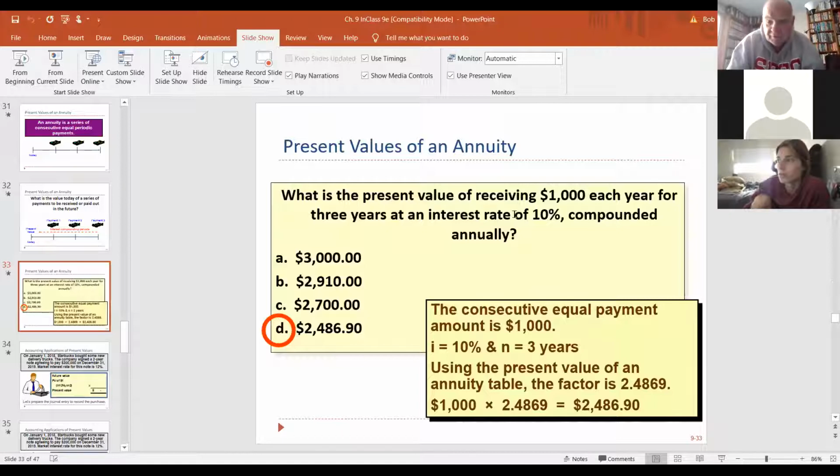What is the present value of receiving $1,000 a year? We have a choice. We won a little tiny lottery here. So our choice is we can have $1,000 a year for the next 3 years, or they'll give us $2,000 today. Well, you would take the 3 years because that's worth $2,486.90 today. You okay with that, Suda?